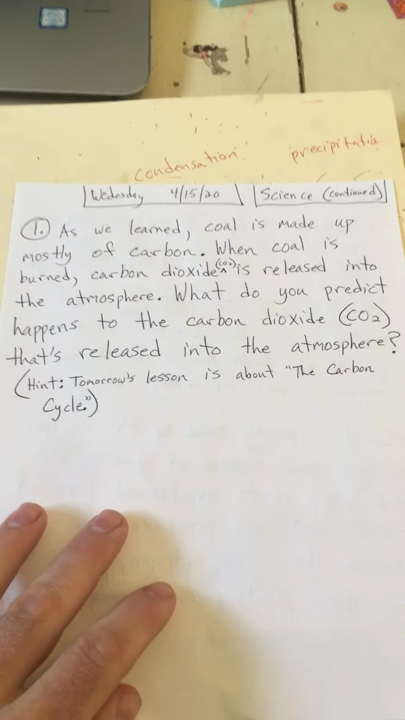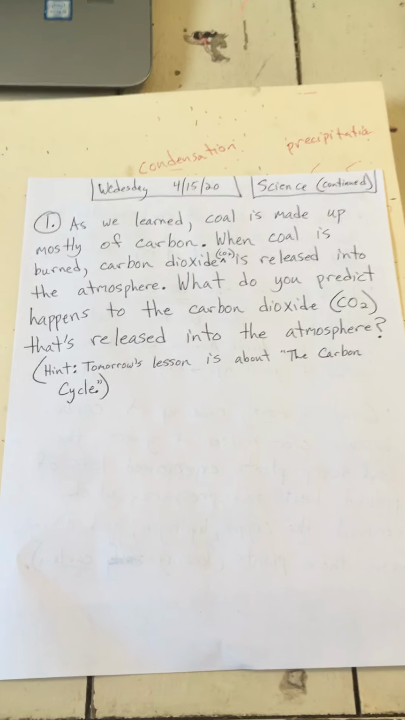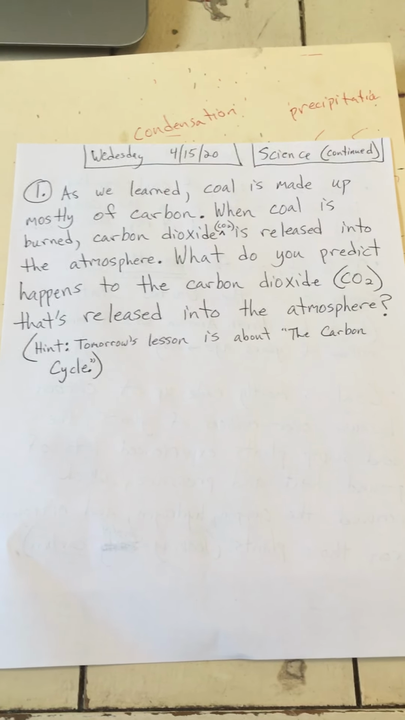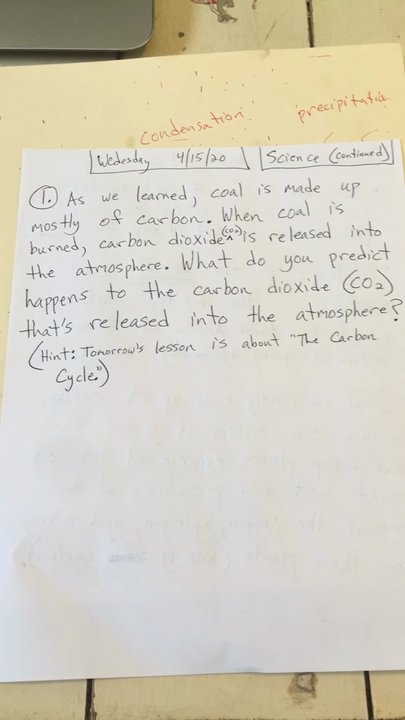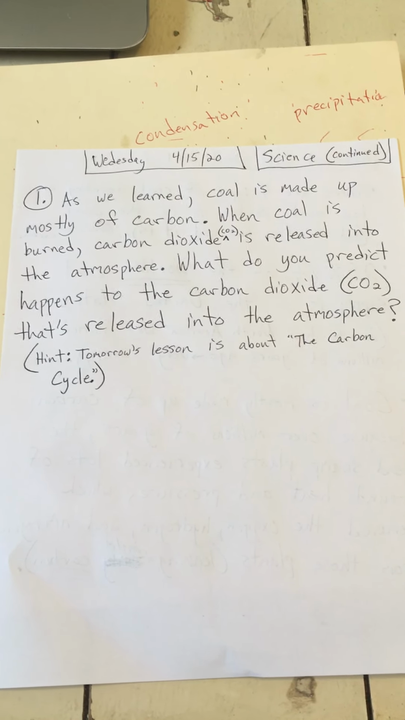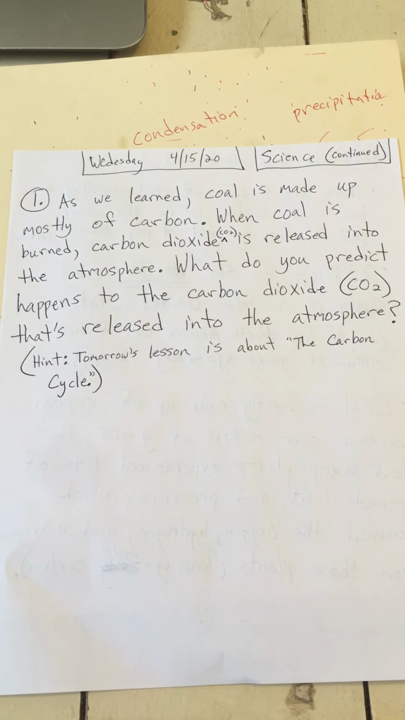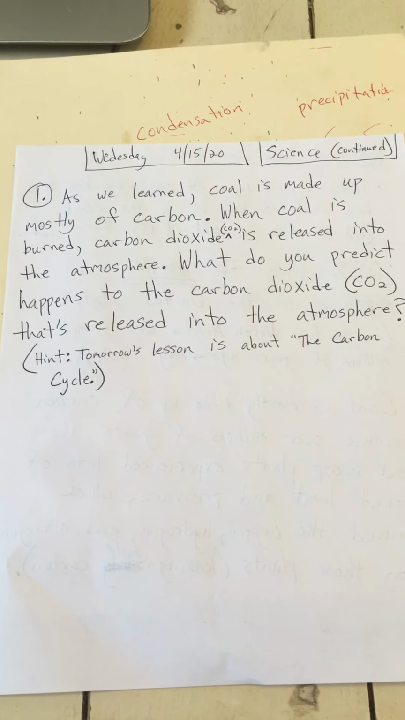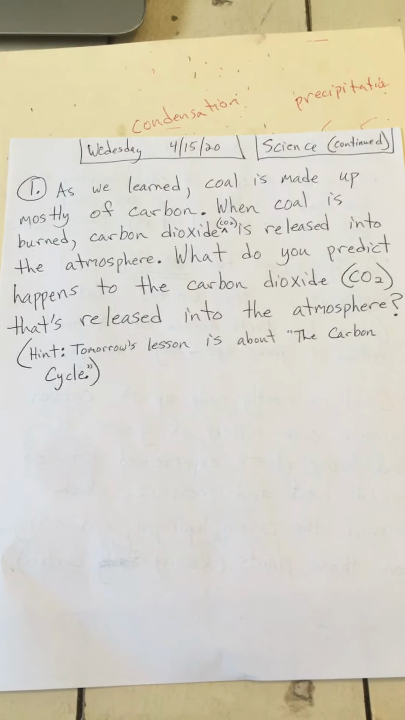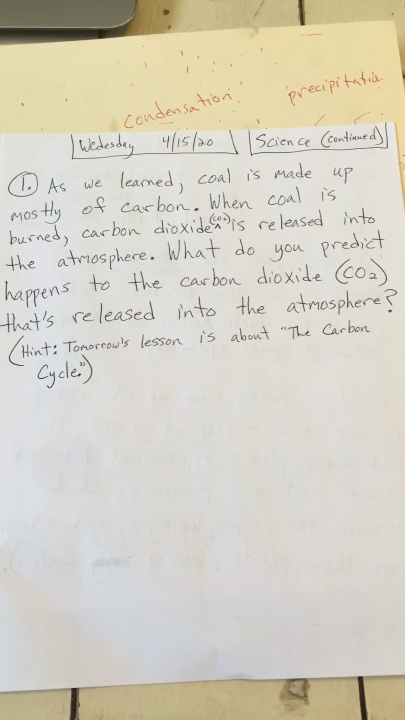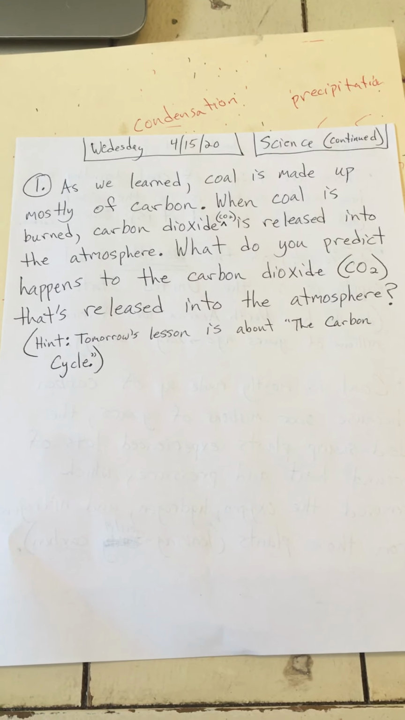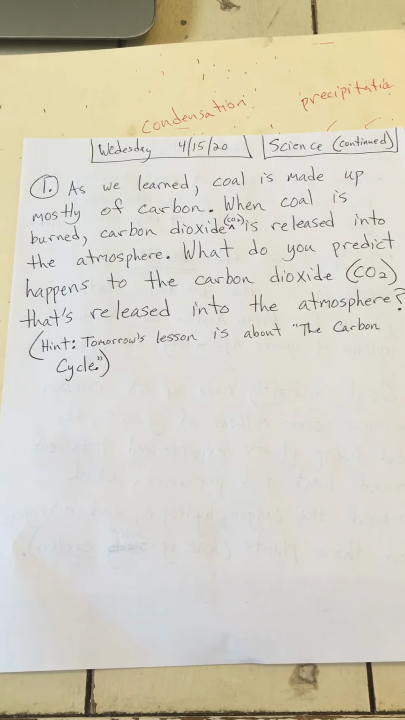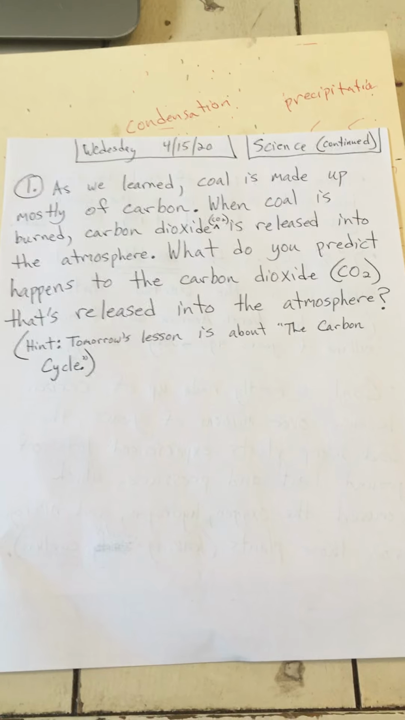Okay, so here is the question I'd like you to answer for tonight. It says, as we learned, coal is made up mostly of carbon. When coal is burned, carbon dioxide, or CO2, is released into the atmosphere. What do you predict happens to the carbon dioxide, CO2, that's released into the atmosphere? And it says, hint, tomorrow's lesson is about the carbon cycle.